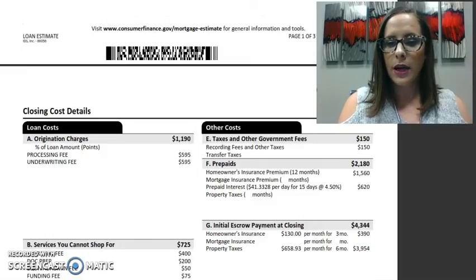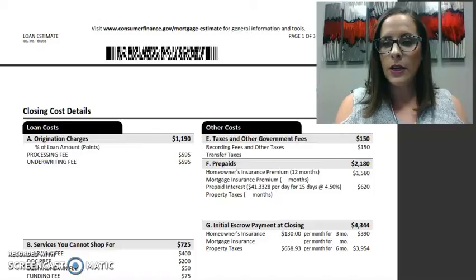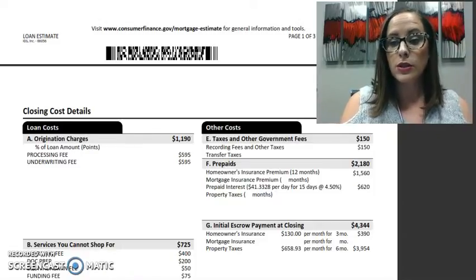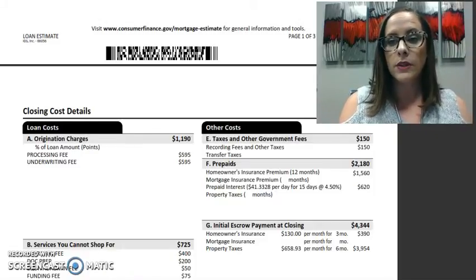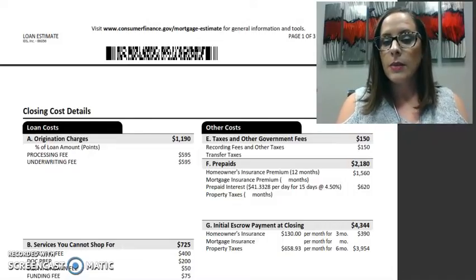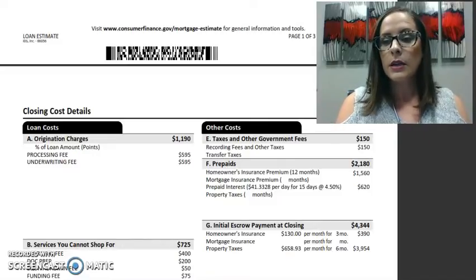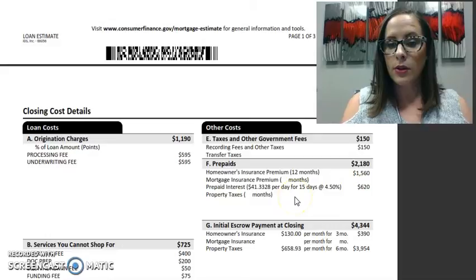Then your recording for the county at the top in section E. Then prepaids in section F. So however much your homeowner's insurance ends up being, we're going to pay again 1 year of insurance given to your insurance company. And then we're going to have however many days are in the remainder of the month from closing collected. So this number could be anywhere from 1 to 30.